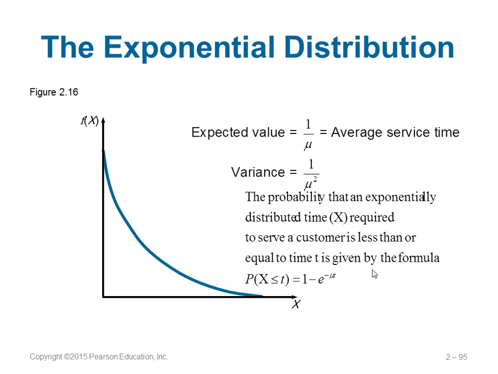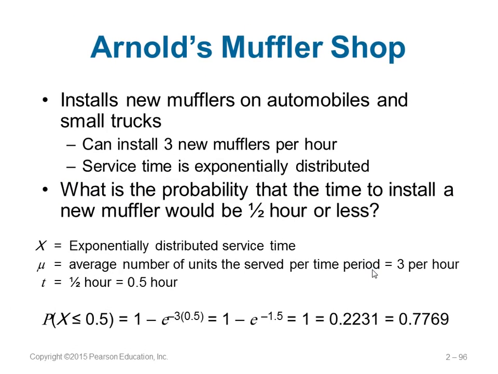The expected value is 1 by mu, and the variance is 1 by mu square. The probability that an exponentially distributed time required to serve a customer is less than or equal to time t is given by the formula. If you have a specific time, say I want to finish this in 5 minutes, 2 minutes, or you want to see whether the data will go from one place to another in 2 seconds, you can calculate using this equation: 1 minus e power minus mu t.